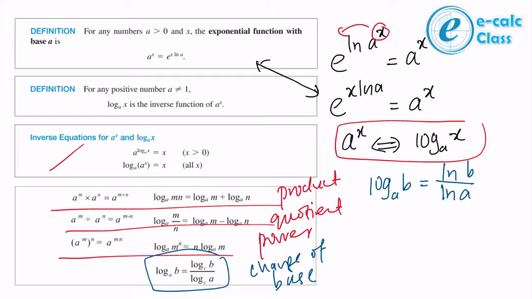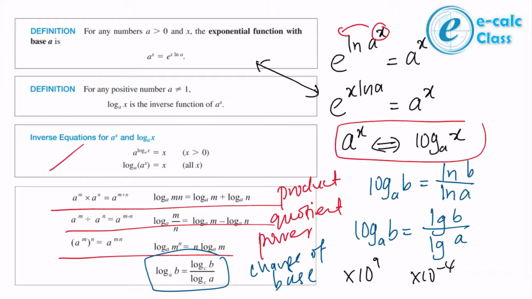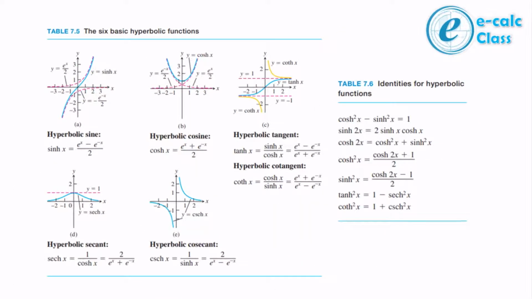So in sciences, the base that they always use is actually log base 10, or written as lg, okay? lg b over lg a. Why? Because in science, you see a lot of scientific notation like times 10 to the power 9, times 10 to the power -4, etc, right? So it will be easier if they use base 10. Alright? Then the next one is hyperbolic functions. You need to know the definition, and you need to know the identities. The identities are actually quite similar to the ones in trigonometric functions, so make sure you don't confuse yourself.